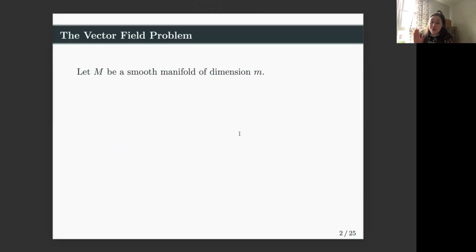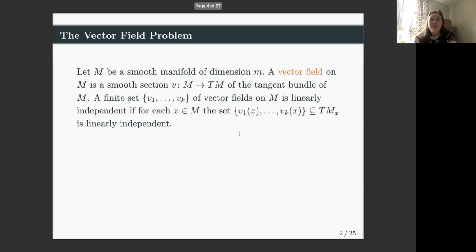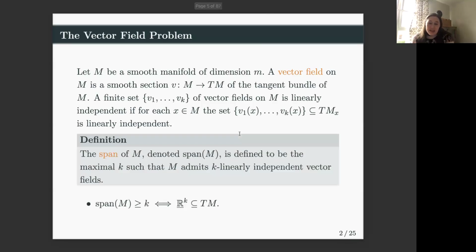Okay, so before I tell you about projective span, I want to tell you about span, which is the more classical thing, otherwise known as the vector field problem. If you have a smooth manifold, a vector field on this manifold is a smooth section of the tangent bundle. And we say that K vector fields on M are linearly independent if they're pointwise linearly independent. The span of M is defined to be the maximal number of linearly independent vector fields.